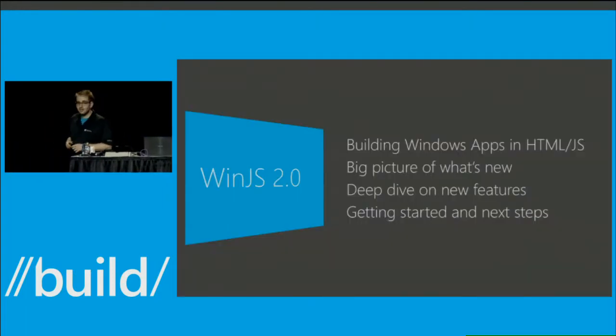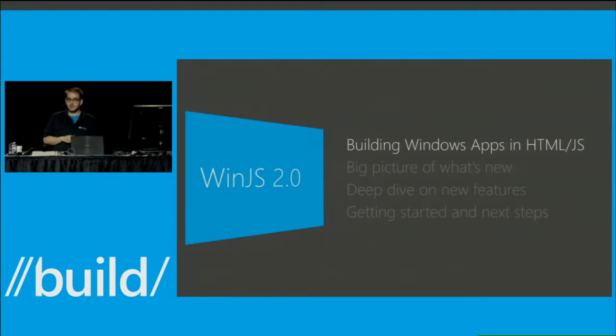In short, we have WinJS 2.0, and that's what I'm going to be talking about today. I'm going to situate it and how it fits into building apps in HTML and JavaScript, give you a big picture of what's new in WinJS 2.0, spend most of the time deep diving through the new features available for all of you, and wrap up with some next steps.